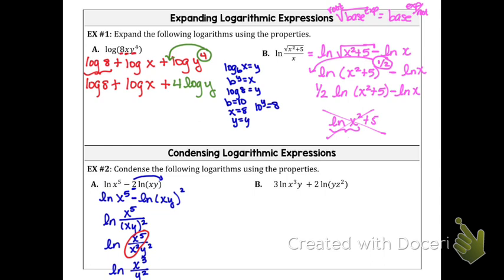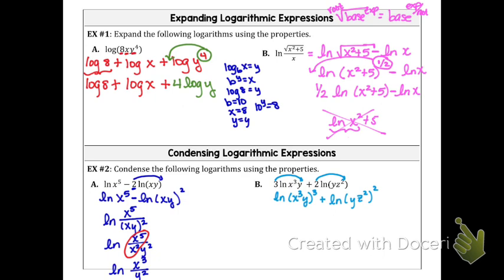All right, on B. So B, we have 3 natural log of x cubed y plus 2 natural log of yz squared. Well, I notice they're being added, but again, I've got 3 times the natural log of something plus 2 times the natural log of something. So we have to get these coefficients to move as the exponents. So this becomes a natural log, and even though this wasn't in parentheses because it's being multiplied, it's all together. So now I'm going to put it in parentheses. Not sure why they really didn't do it to begin with, since they did it on the second one there, but whatever. So then we got the natural log of our yz squared raised to the 2nd.